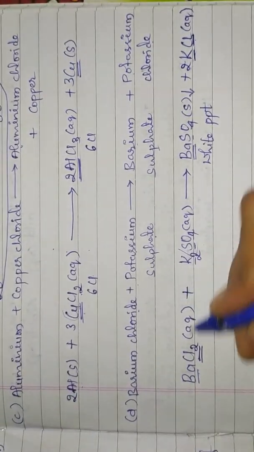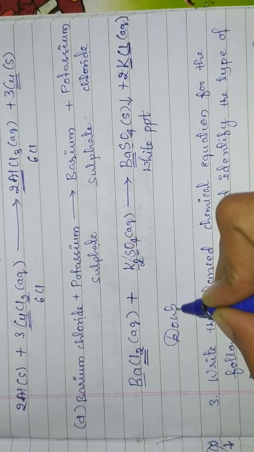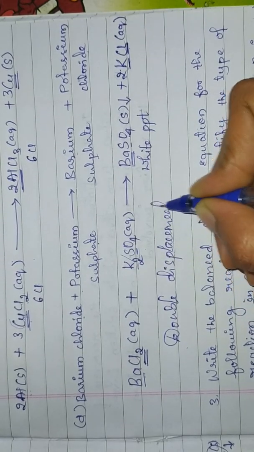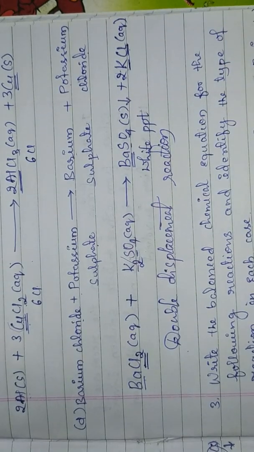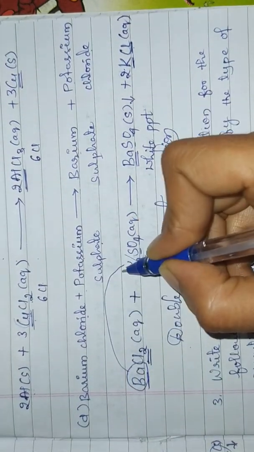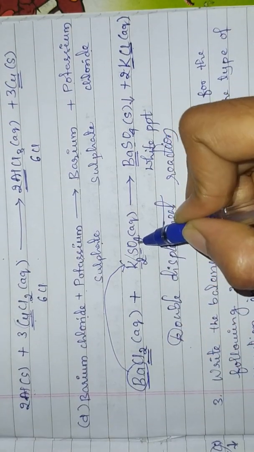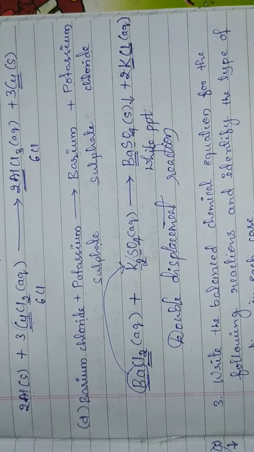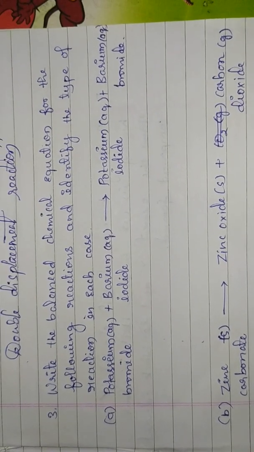See here, this is an example for the double displacement reaction. Double displacement reaction. Here this barium is displacing this potassium. So barium chloride on reacting with potassium sulfate forms barium sulfate and potassium chloride. Okay. Sometimes questions may be asked like this.